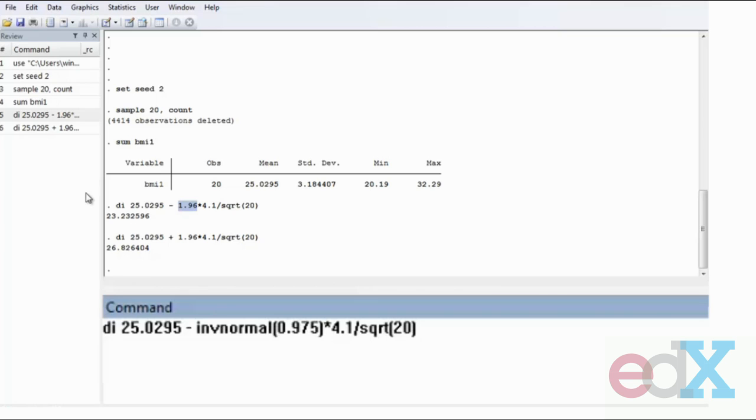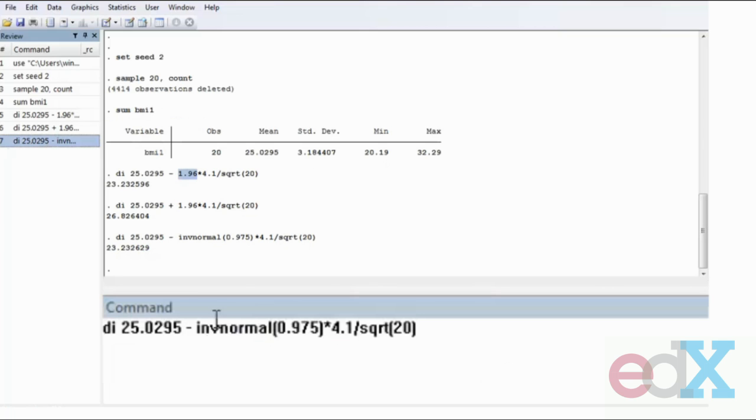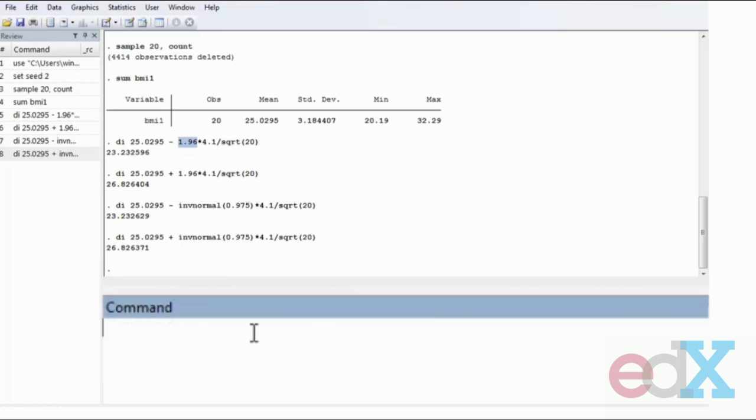So if I replace 1.96 with inverse normal 0.975, what that's going to do is it gives me the value of the standard normal distribution such that 97.5% of the mass is less than that value. And this guy comes out to be basically 1.96. So using the inverse normal command instead of just plugging in 1.96, you can see that I obtain basically the exact same confidence interval. Any of the differences are just due to rounding error.